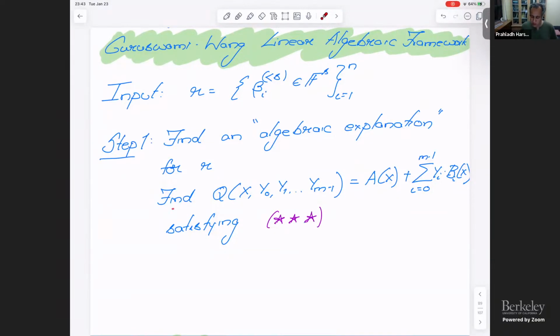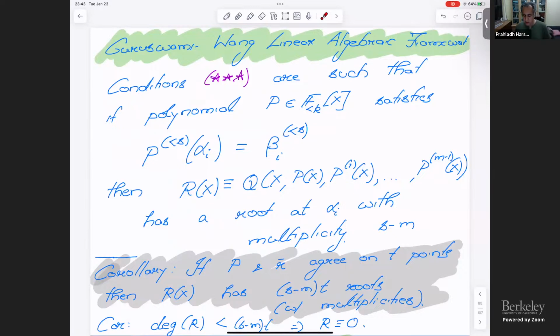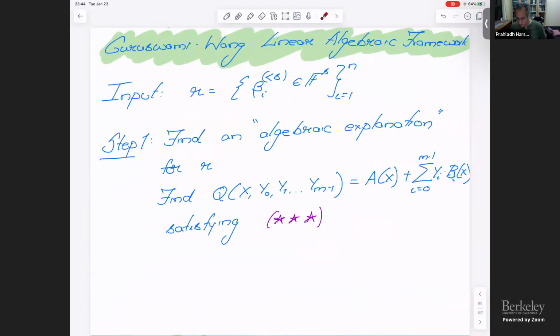So in particular, we'll find a polynomial Q(x, y_0, ..., y_m) of this form satisfying these conditions. And these conditions are exactly the conditions that are required to make this happen. You can check this out. These are just linear conditions, a bunch of linear conditions. We write all of them down, and that's step 1. We're just going to find a polynomial Q with certain linear constraints satisfying this.